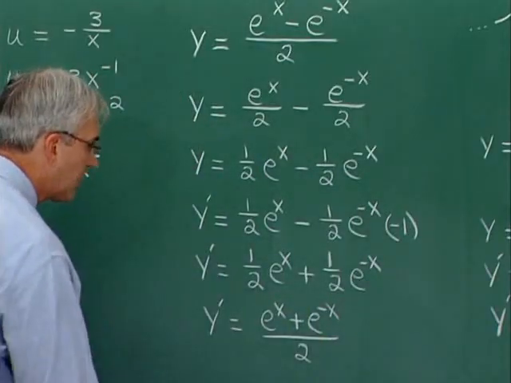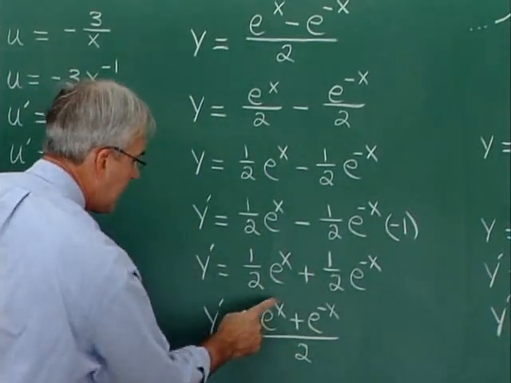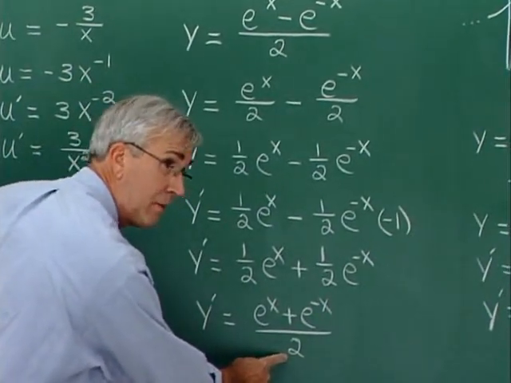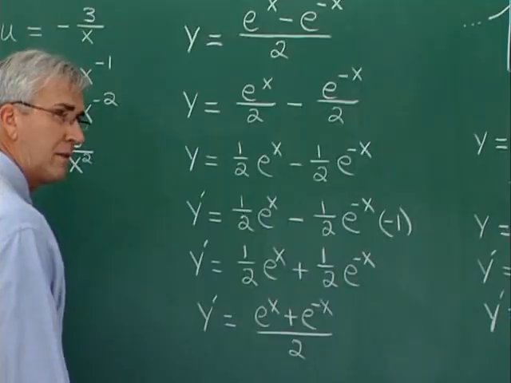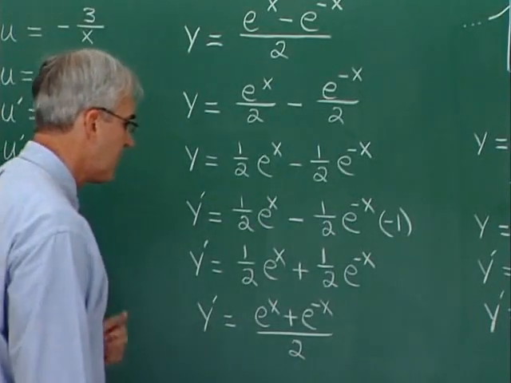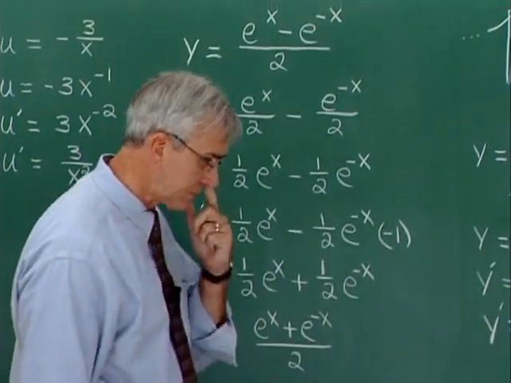I can put it back into a fractional form if I want to: e to the x plus e to the negative x all over 2. Gee, that's remarkably similar to what we started with, but maybe that's not such a surprise since the derivative of e to the x is e to the x.